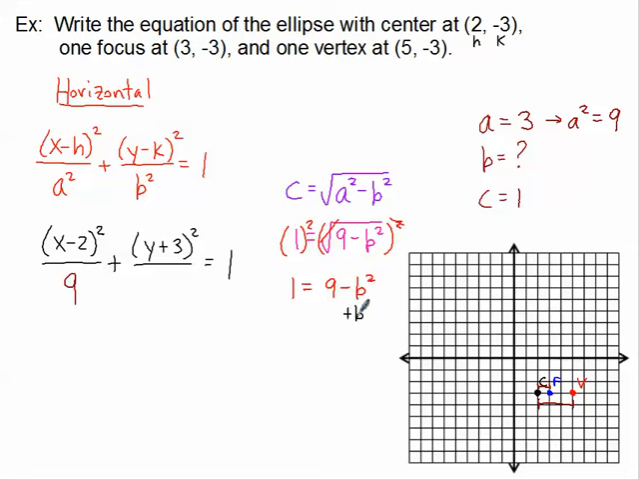I can go ahead and add b squared to this side. I got b squared plus 1 is equal to 9. Then I can subtract the 1, and I got b squared equals 8.